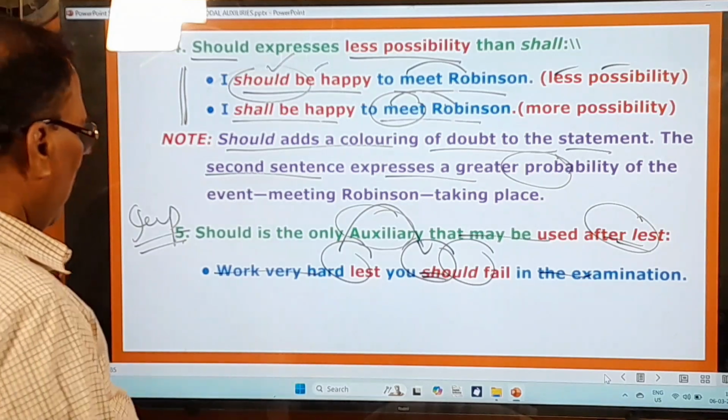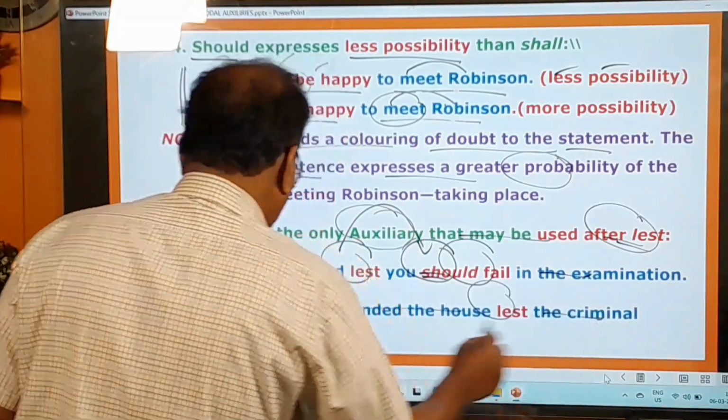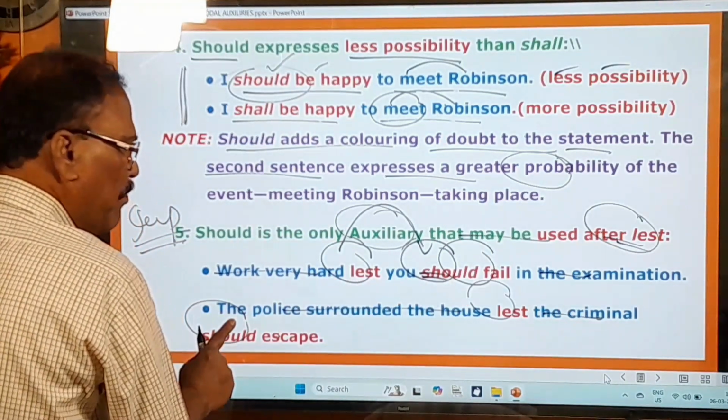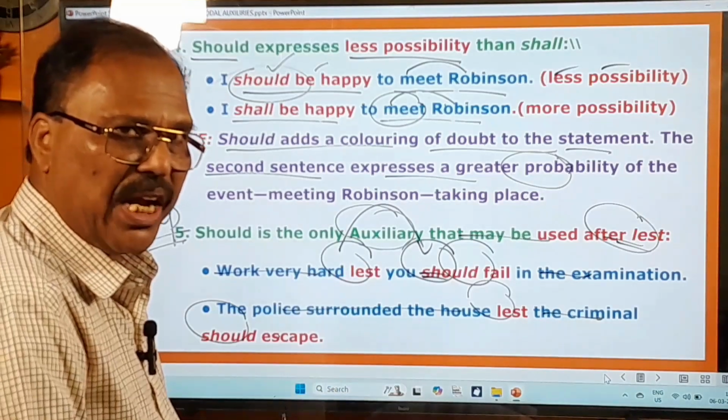Right. One more example is given here. The police surrounded the house lest the criminal should escape. See, after lest should is there. A sentence with should must be there after lest. This point you understand from this rule.